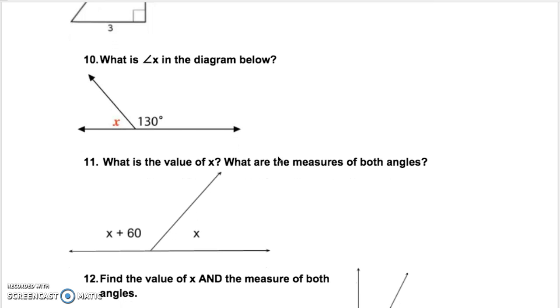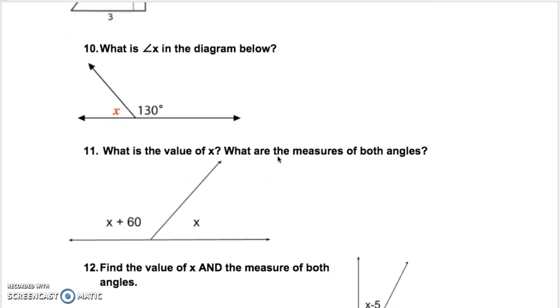Number 10, what is angle X in the diagram below? So angle X is this angle right here. If we know that this angle is 130, what is X?